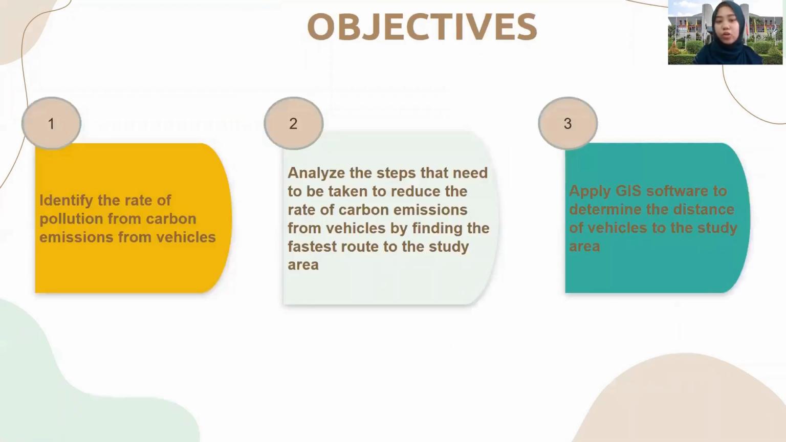The objectives of my study, firstly, is to identify the rate of carbon emissions from vehicles. Secondly, to analyze the steps that need to be taken to reduce the carbon emissions by finding the fastest route to the study area. The third one is to apply GIS software to determine the distance of vehicles to the study area.